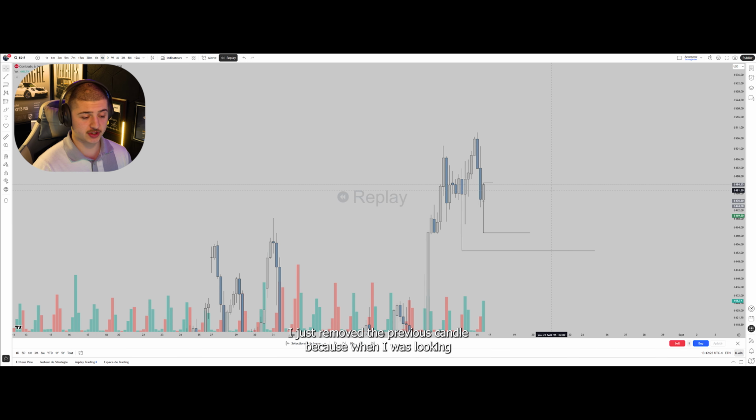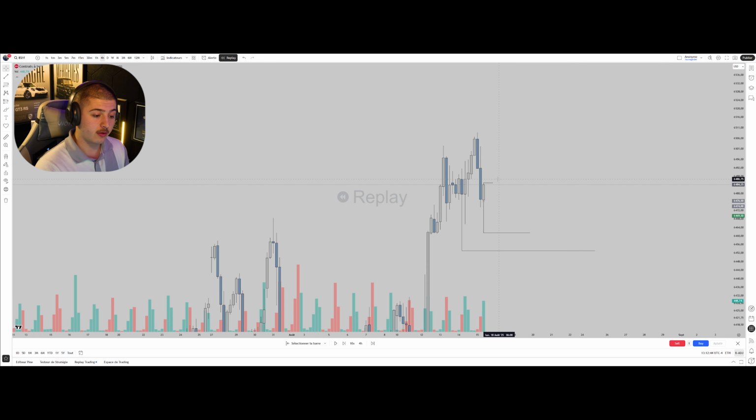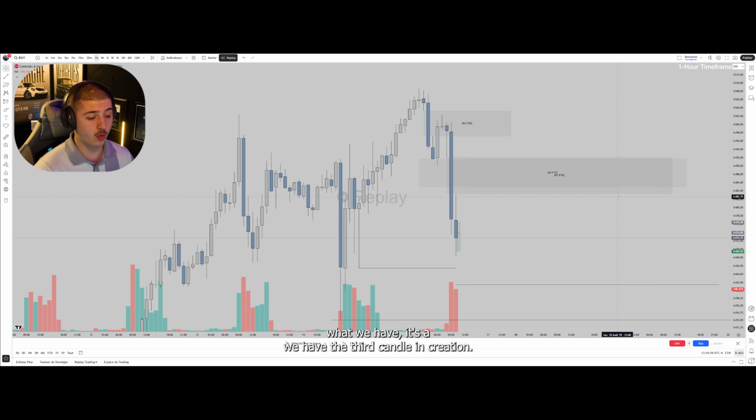I just removed the previous candle because when I was looking for the trade, I was looking at the chart and I saw that. So I knew when this candle would close, it would be a bearish fair value gap. At that point I was looking for it to tap into that 4-hour bearish fair value gap and then go down on the 15 for some more bearish fair value gaps, and on the 1 minute for the entry. Alright, so right now on the 1 hour, we have the third candle in creation, so we are anticipating another bearish fair value gap.